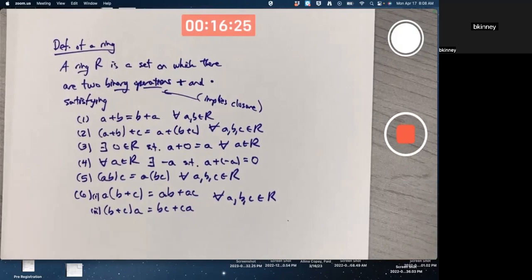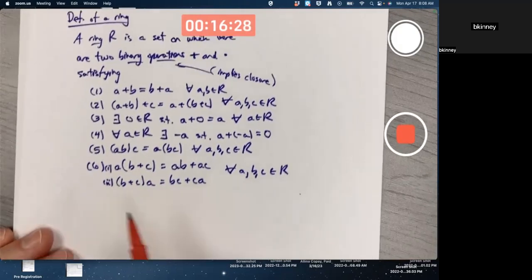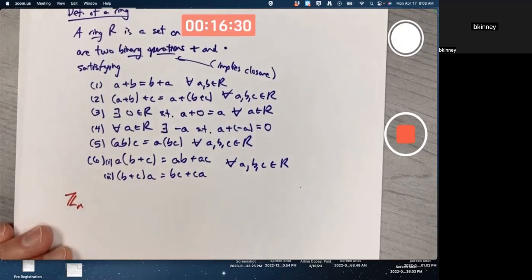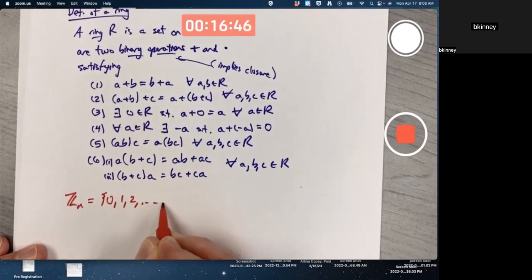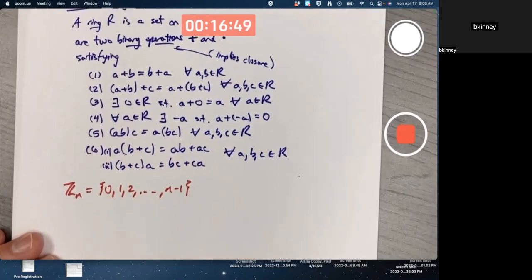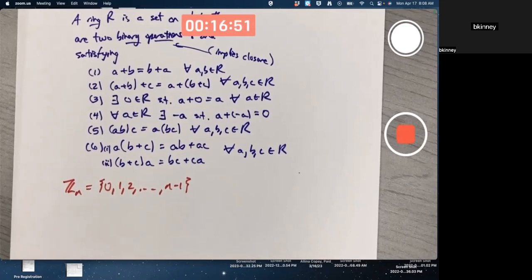Zn. I'll just jump to that example right away here. Zn, the ring of integers modulo n. If you call this the group of integers modulo n, or the ring of integers modulo n, as a set it is the same thing, 0 through n minus 1. If you call it the group of integers modulo n, then you're only talking about addition mod n. If you call it the ring of integers modulo n, then you're talking about both addition mod n and multiplication mod n.